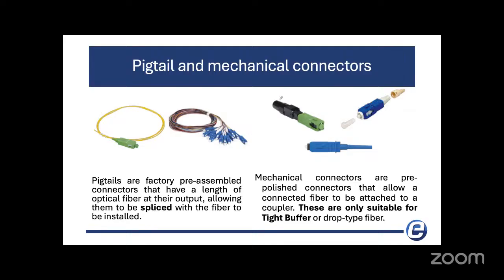So you have your pigtails and mechanical connectors. All of these passive devices are pre-assembled and help you make connections. You look at everything that's more suitable for you to connect, and they serve a purpose. These are meant to be spliced to your trunk or your drop fiber. And these are only suitable for tight buffer and drop, so this is mostly at the end of your connections.